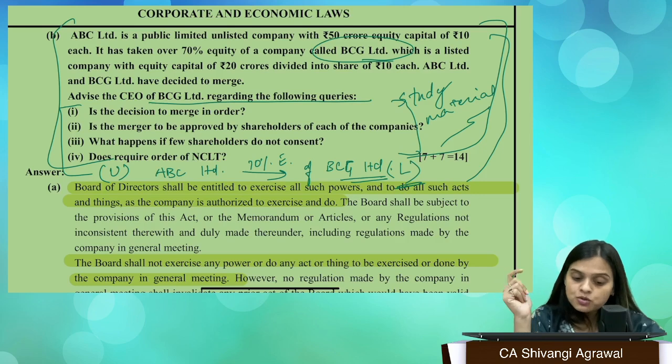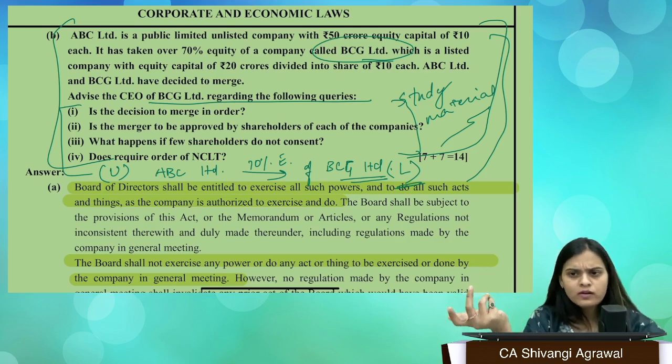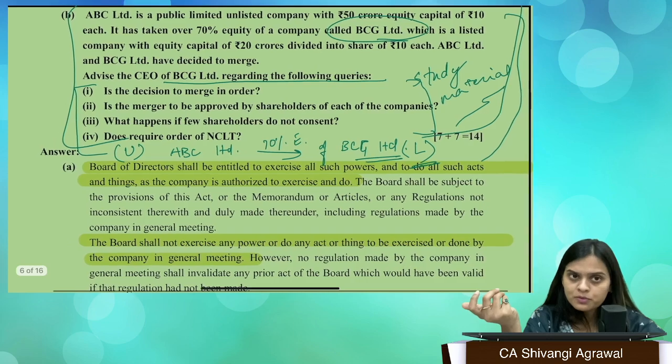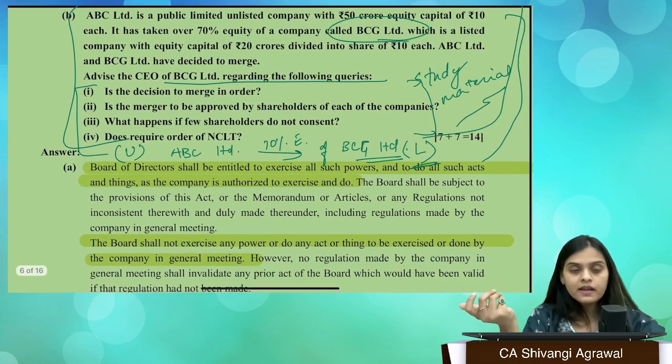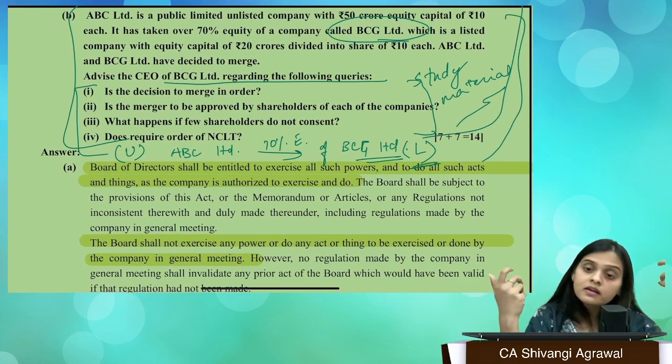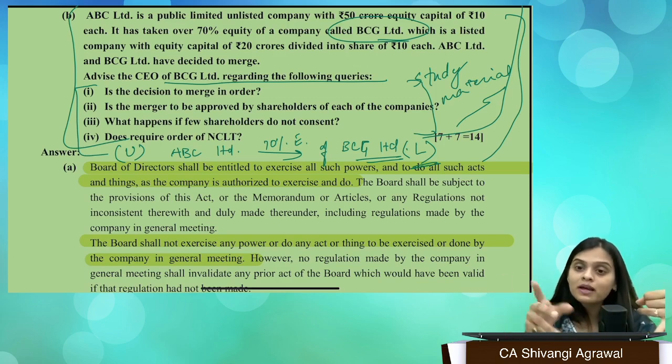So is the decision to merge in order? Of course, why not? Why is the merger a problem? Mergers and amalgamations का हमने पूरा चैप्टर पढ़ा है. If you are following all the provisions, if everything is in order, right? आप लॉ के अकॉर्डिंग कर रहे हो, कंपनीज एक्ट के हिसाब से कर रहे हो, then you can go for merger. But this is not something which is called as a fast track merger.